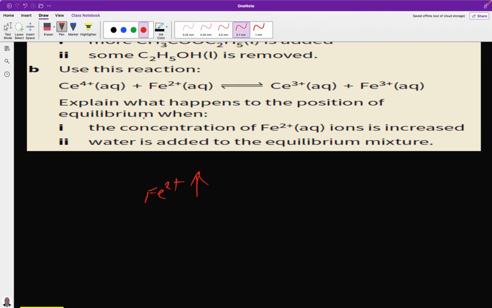The same number of moles. Addition of water will not change the number of moles of Ce4+, Fe2+, Ce3+, and Fe3+. Addition of water will only increase the volume, but will not change the number of moles or the concentration of these ions. So it will have no influence on the position of the equilibrium.